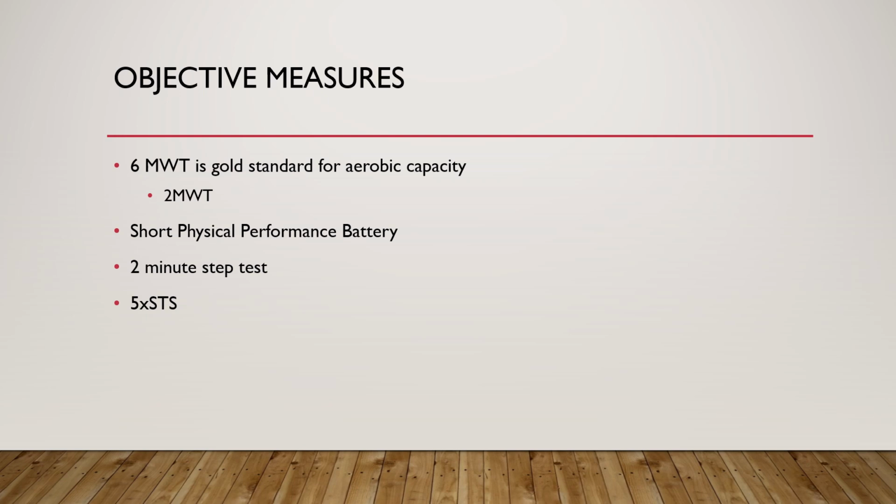So the 6-minute walk test is going to be the gold standard for assessing aerobic capacity, and so we want to try to implement the 6-minute walk test as often as possible in patients who require pulmonary rehab because it's going to give us the best indication of their progress and functional capacity.